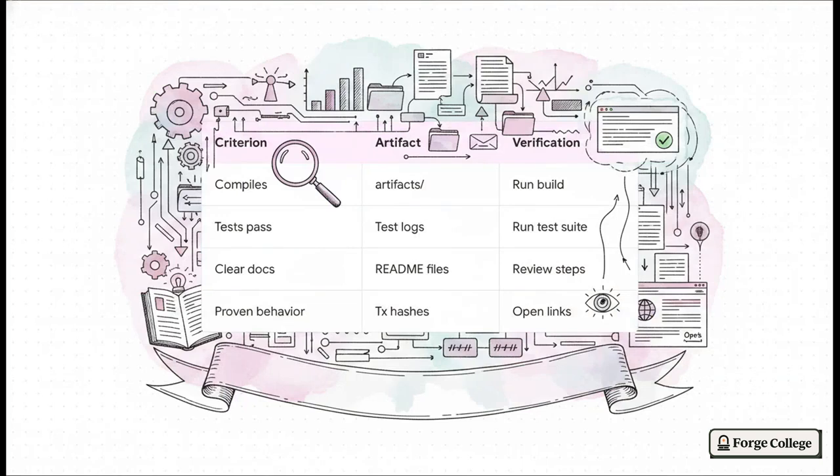Moving to Section 2, acceptance criteria, objective signals for evaluation. At Forge College, we heavily stress reproducibility. Your code isn't actually finished just because it compiles, right? It's finished when anybody else can prove it functions exactly as intended. This sort of checklist removes all the guesswork.